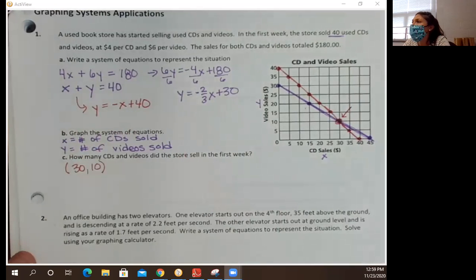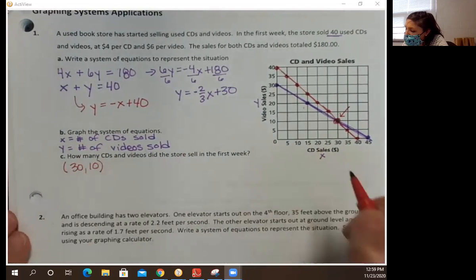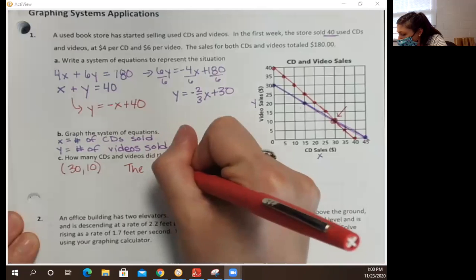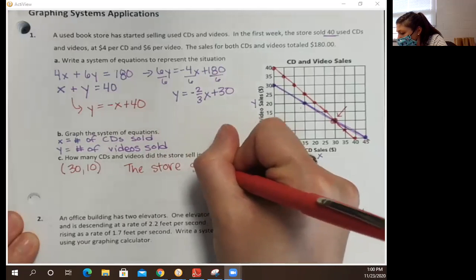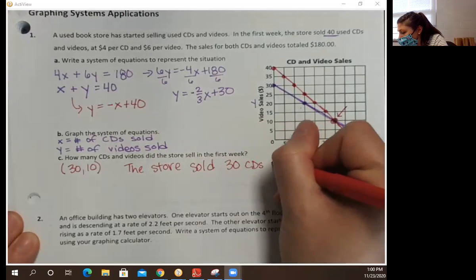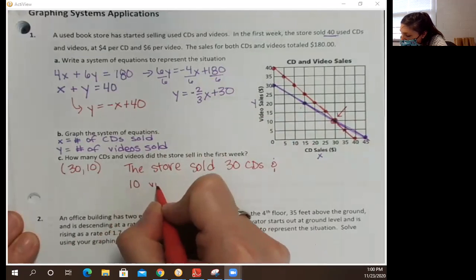But today, since we have a context to all of our problems, I don't want to just give the ordered pair. I also want to describe what those values represent. So 30 represents the number of CDs we sold. So the store sold 30 CDs and 10 videos.